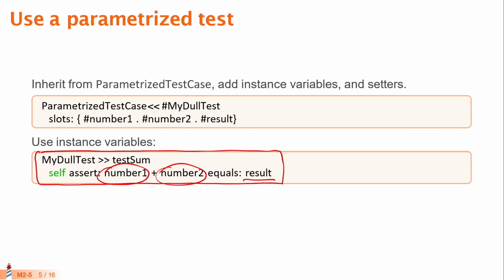We are going to define our test case class inheriting from ParametrizedTestCase. Usually, remember that when we define a test case class, we extend from TestCase. In this case, we are going to use ParametrizedTestCase. And we are going to define the instance variables that we need for this test.